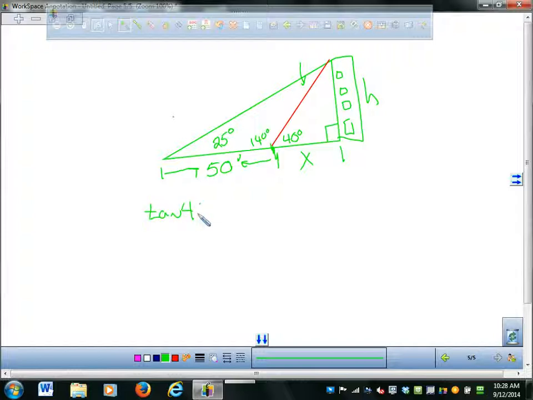Tan of 40 is equal to what? H over X. And I also know that the tangent of 25 is equal to what over what? H over 50 plus X, right? Now this problem can be algebraically a little bit tricky, so I think you should watch. No, you need to open your eyes. Okay.